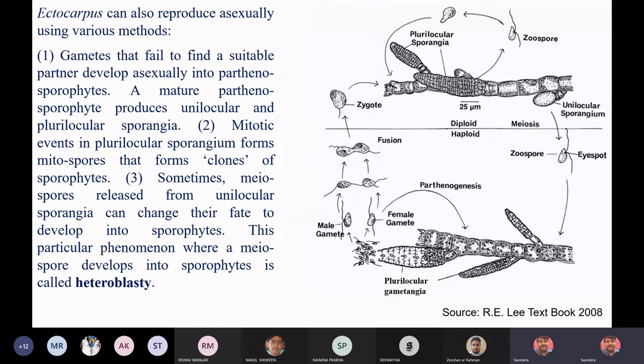So here we told you the different modes of asexual reproduction. Gametes that fail to find a suitable partner; mitotic events in plurilocular sporangia forming mitospores; or sometimes meiospores released from the unilocular sporangia can change their fate to develop into sporophyte. This particular phenomenon where a meiospore develops into a sporophyte is called heteroblasty. So these are 3-4 different ways which you can consider as methods of asexual reproduction.